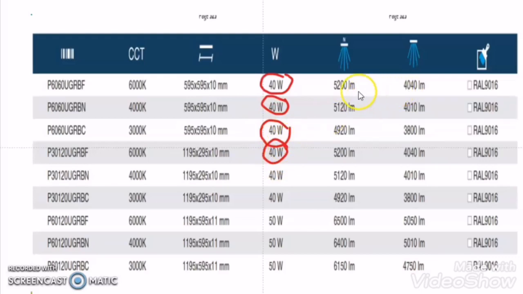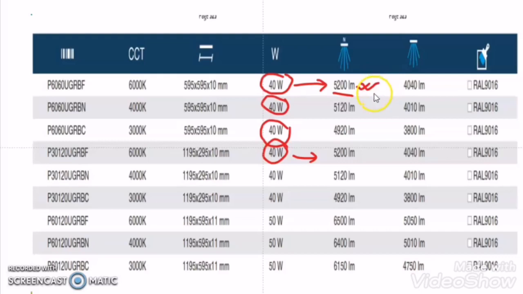But you can see the difference in the luminance. This 40-watt light is producing 5200 luminance, but this 40 watt is producing 5120 luminance. This 40 watt is producing 4920 luminance, and this 40 watt is producing 5200 luminance, meaning the watt is the same but the light emission from the light is different. 5200, 5120, 4920. So as a consumer, which one will you select? The one producing more luminance.